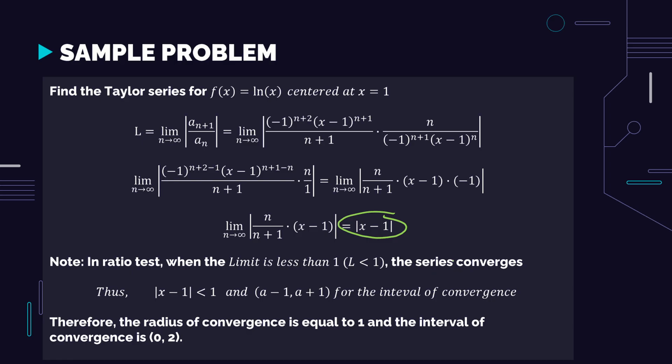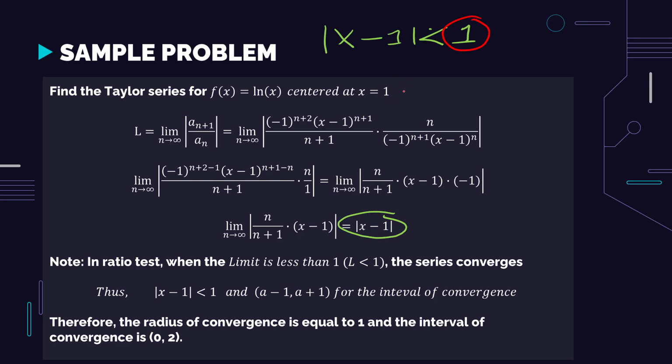Knowing that idea, we form an inequality, which is the absolute value of x minus 1 less than 1. So this is our inequality. And from this inequality, our radius of convergence is equal to 1.